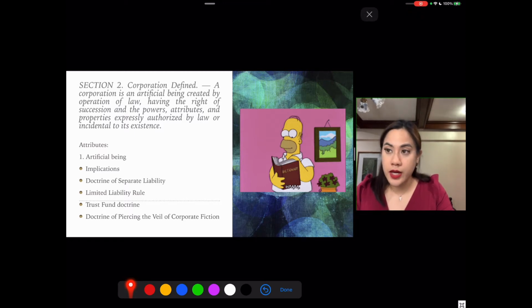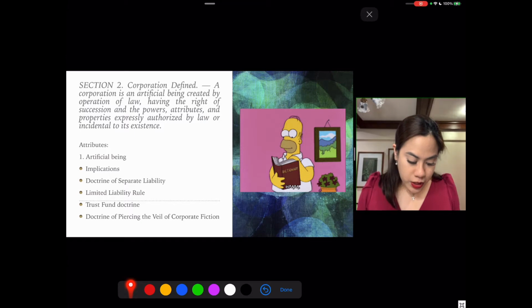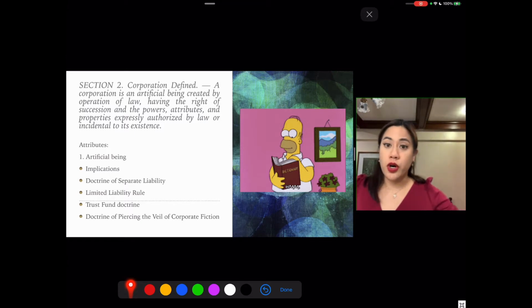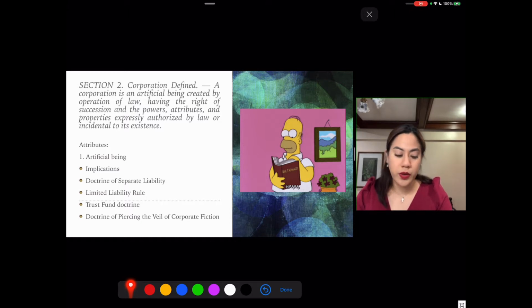All right, and then there's another implication, which is the trust fund doctrine. Under the trust fund doctrine, the assets of the corporation are considered trust funds reserved for the payment of liabilities to creditors of the corporation. Mainly because the stockholders who have custody or possession over it are not owners thereof. They're only holding it in trust for the corporation, which keeps it for payment of the creditors.